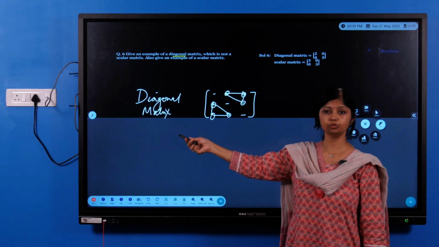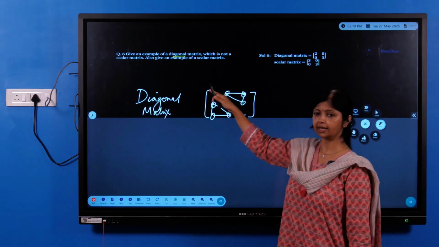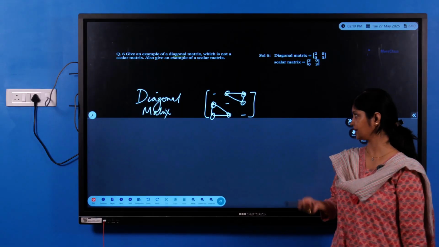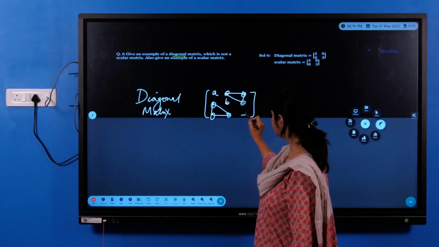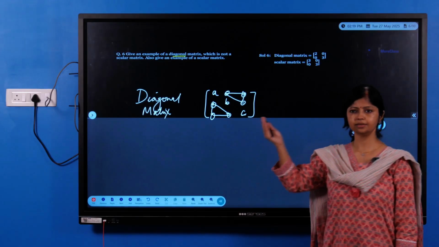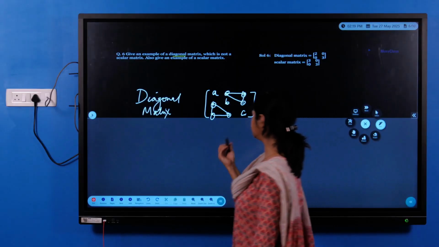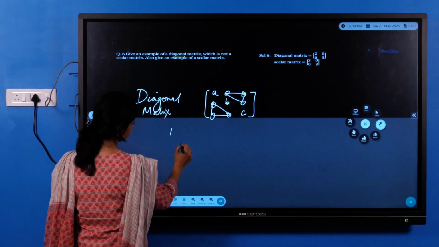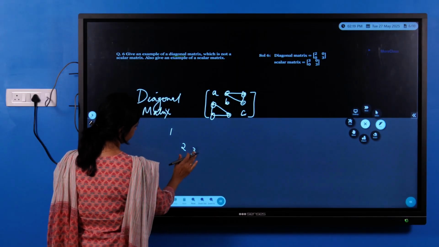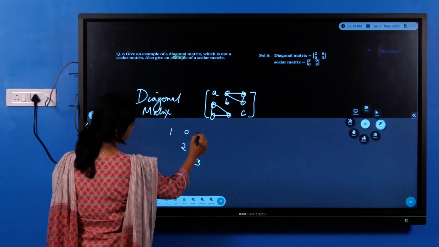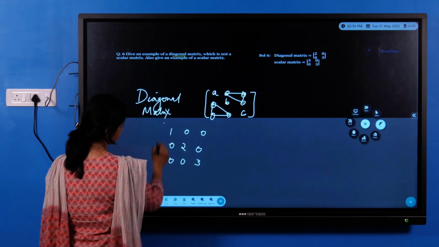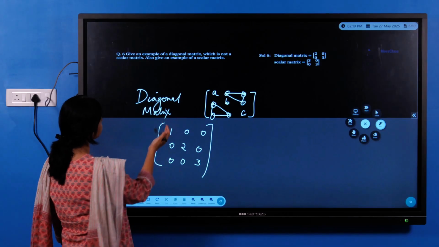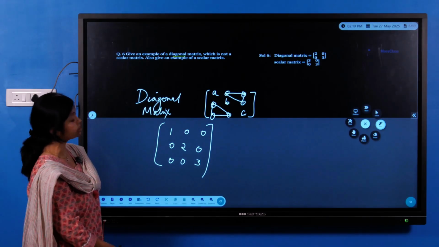Now, for this to be a diagonal matrix, the diagonal can have anything, like it can have 0 or any element. So let's say A, B, and C. So this is an example of a diagonal matrix. Instead of A, B, C, we could say 1, 2, 3, and then 0, 0, 0 here, 0, 0, 0 here. This is an example.